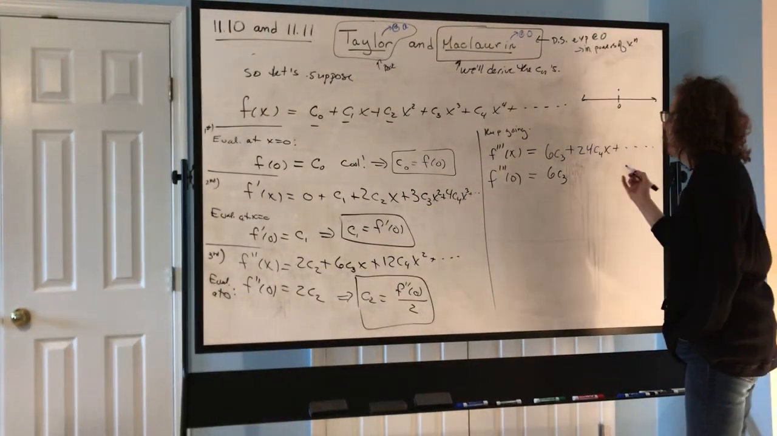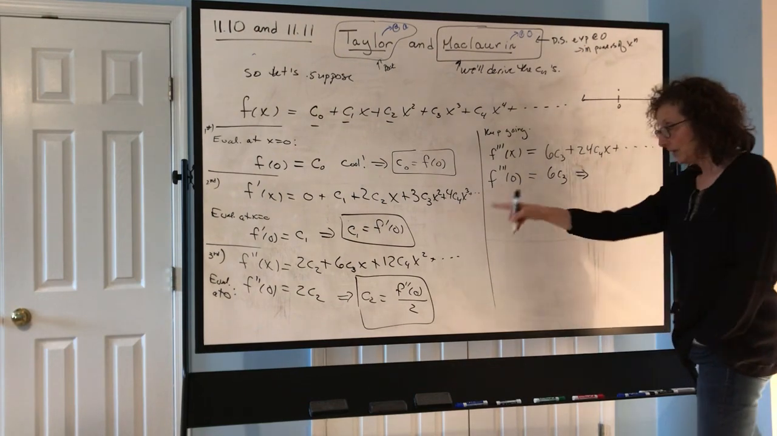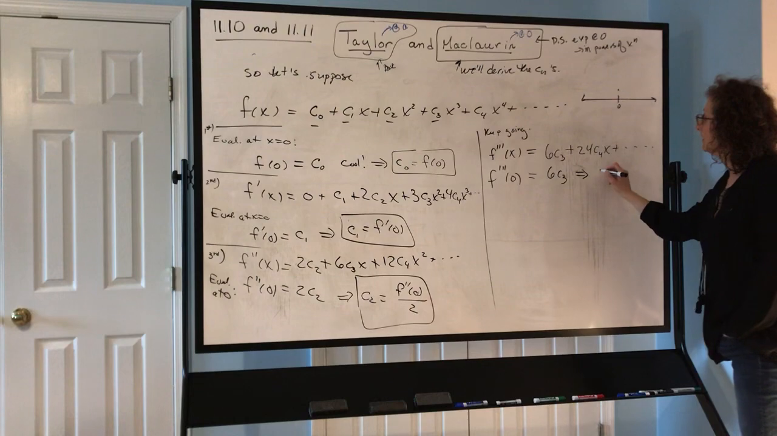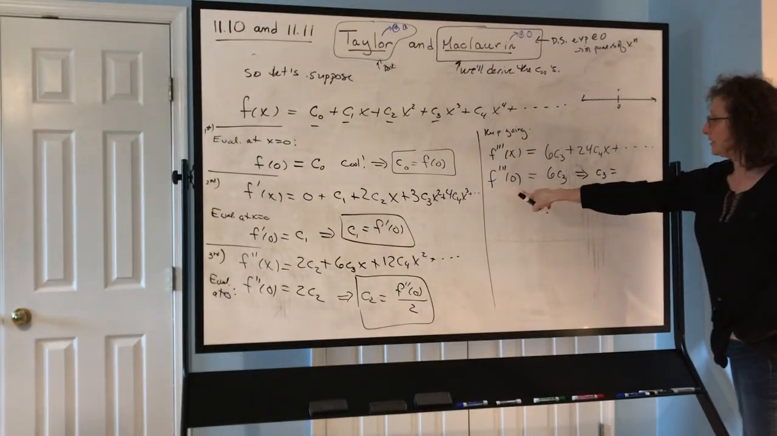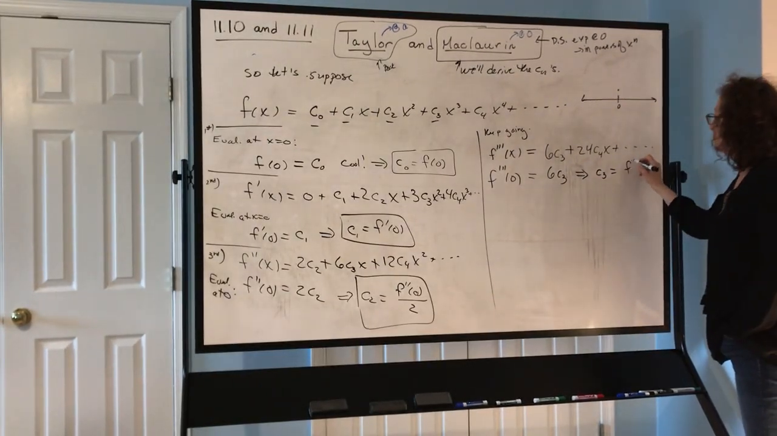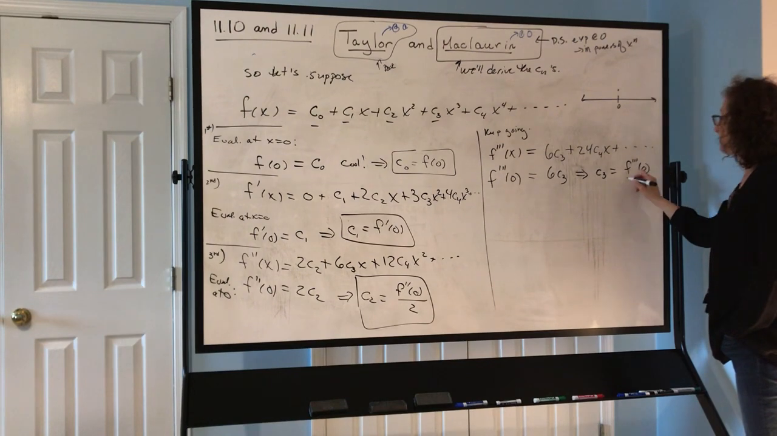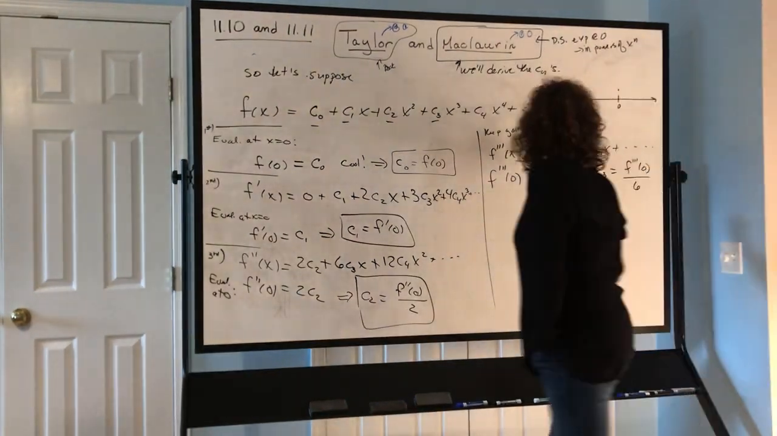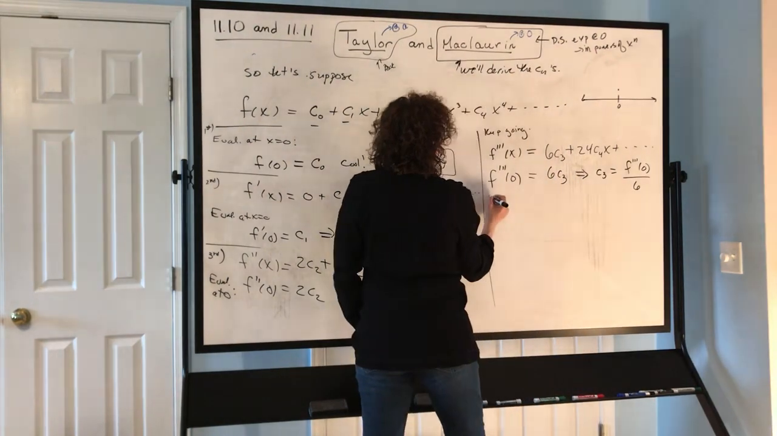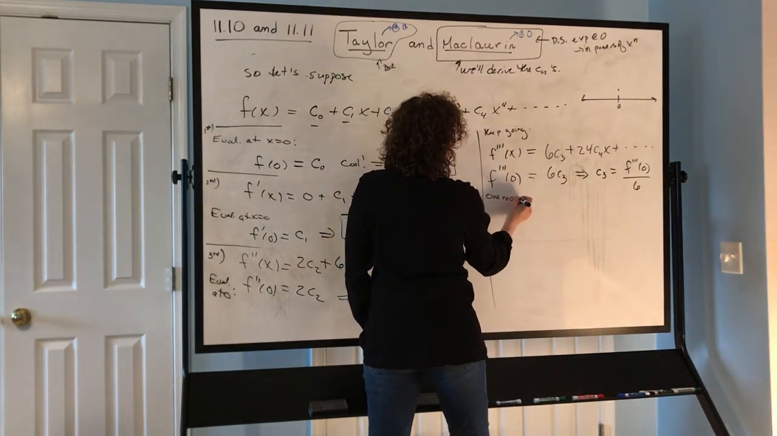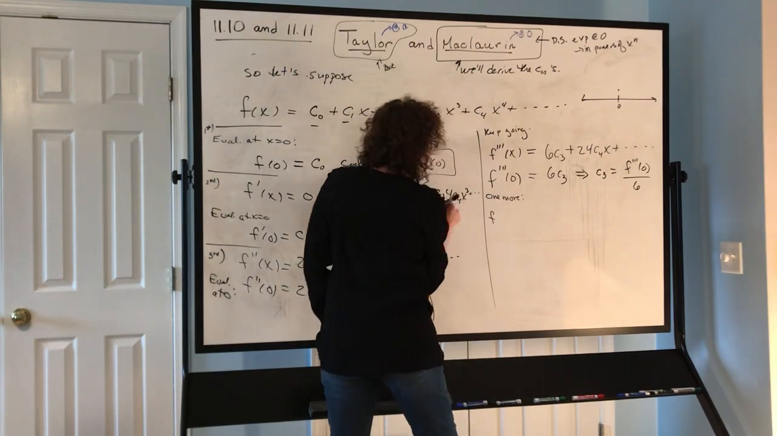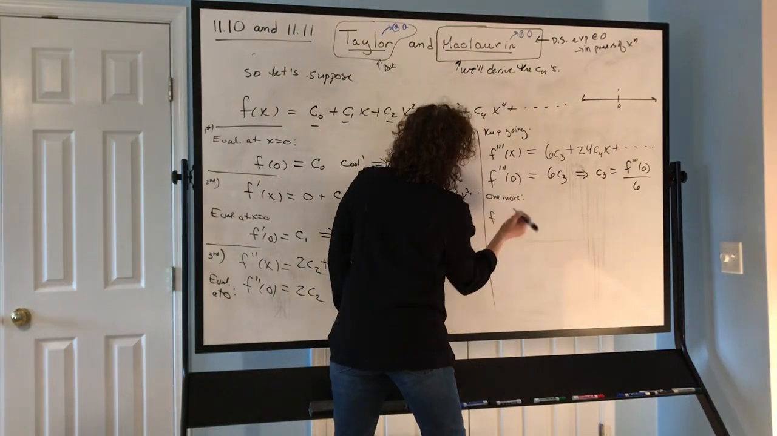Okay. What was I doing? Trying to figure out how to solve for the constants. So what does C3 need to be? C3 needs to be, solve this equation, F triple prime evaluated at 0 divided by 6, right? Okay. Let's do one more. What do we do? Fourth derivative. Maybe we'll even do a few more. Let's just do one more.